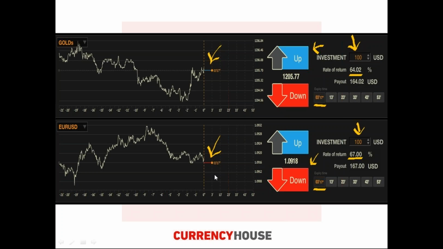So these are the things that you're going to need to worry about. You pick your investment, you check your rate of return out, you pick your expiry time, and then you pick up or down. And those are literally the only things you can do. You're only really clicking on two things: your investment, and then up or down, and that's it. And that's why binary options are so easy to do and use, because that's all you do.